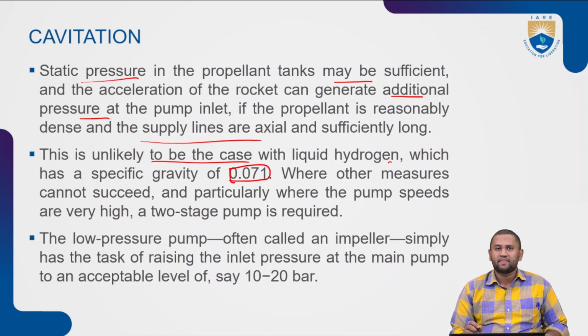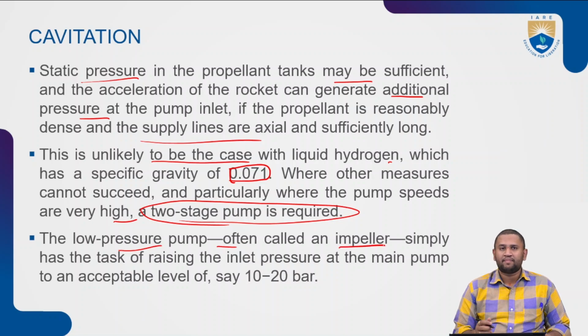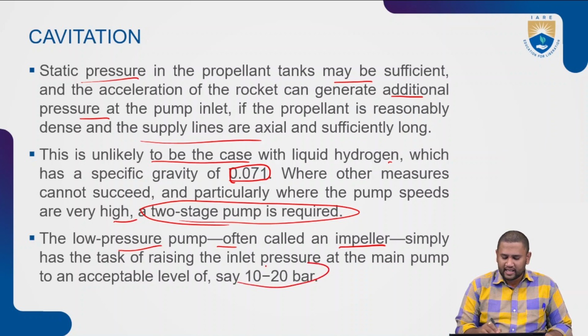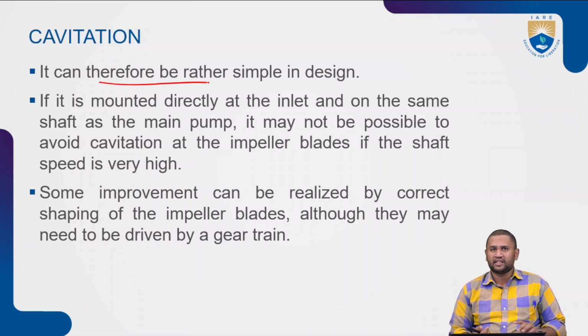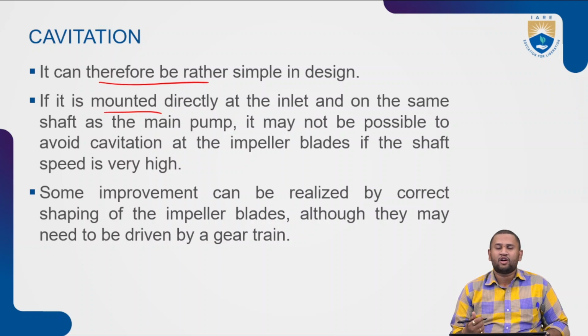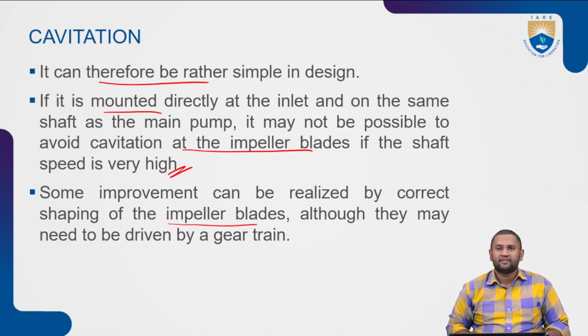Particularly where the pump speeds are very high, a two-stage pump is required. The low pressure pump, often called an impeller, simply has the task of raising the inlet pressure at the main pump to an acceptable level, say 10 to 20 bar. Therefore, it is a rather simple design, but if it is mounted directly at the inlet on the same shaft as the main pump, it may not be possible to avoid cavitation at the impeller blades if the shaft speed is very high. Some improvements can be realized by correct shaping of the impeller blades, although they may need to be driven by a gear train.